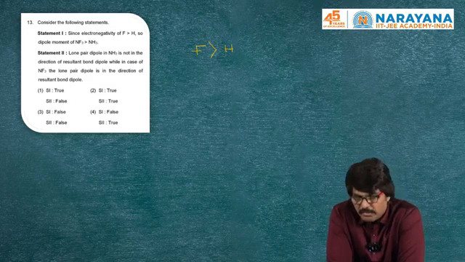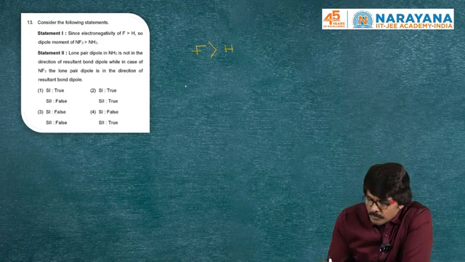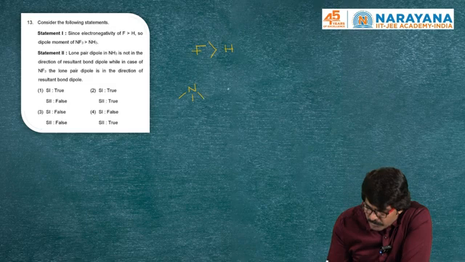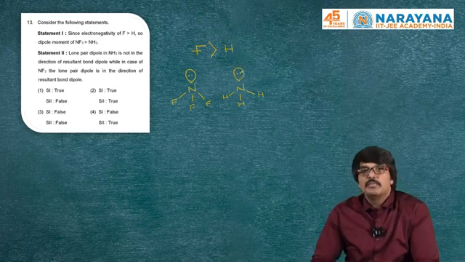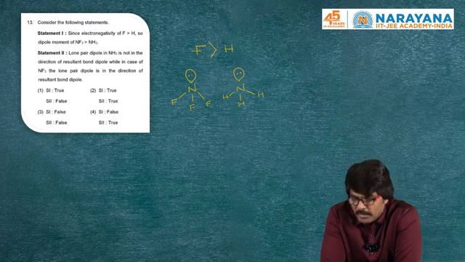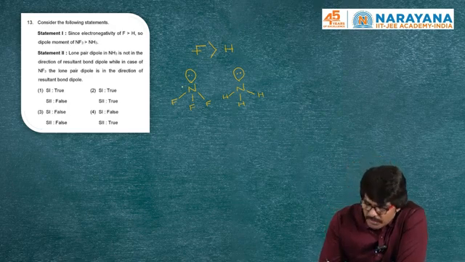So the dipole moment of NF3 is greater than NH3. But the first part of the statement is correct. He is comparing the dipole moment values of NH3 and NF3, and here both are pyramidal molecules. In order to compare the dipole moment, we have to see the bond moment. Nitrogen and fluorine: fluorine is more electronegative, therefore the bond moment is towards fluorine.